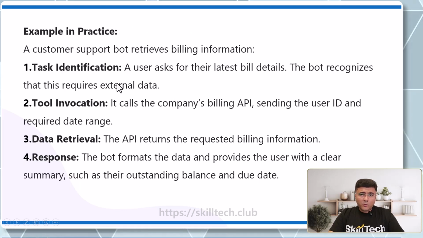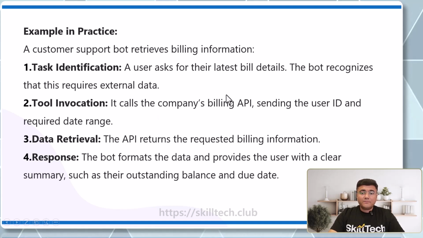So let's say we have one more example in practice, which is a customer support bot retrieving billing information. When this kind of thing happens, a customer support bot is first going to do a task identification. So let's say a user asks for their latest bills and then asks for some specific details inside the bill. The bot is going to recognize that this requires external data and automatically is going to do the tool invocation.